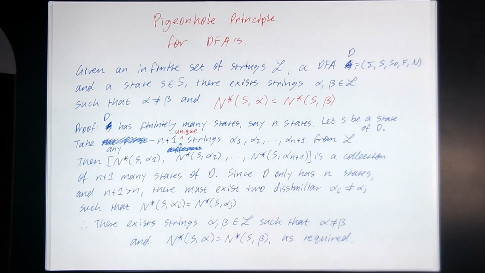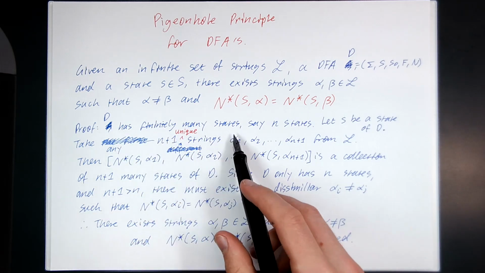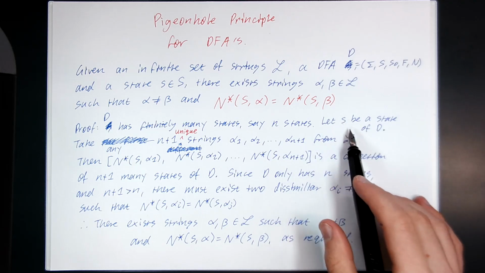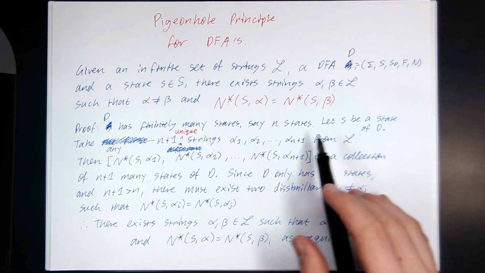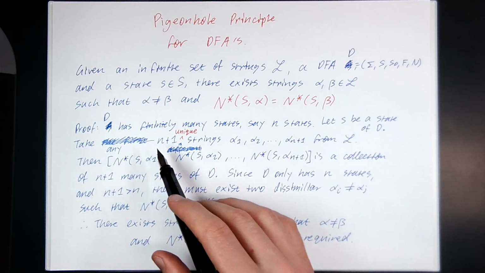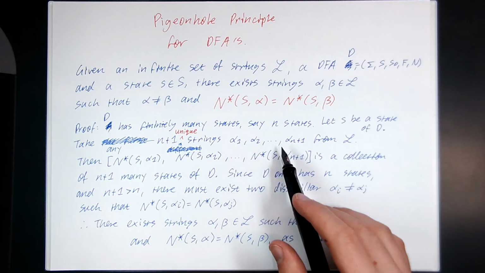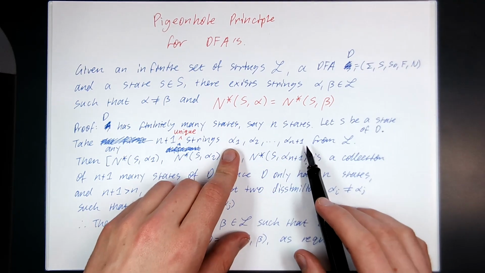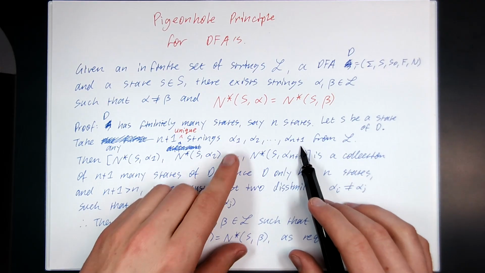D is a deterministic finite automaton, which means necessarily it's got finitely many states. Let's say it's got n many states. Let's let S represent any state of D that you like. So we'll just fix some state S of D. Now I'm going to take any n plus 1 unique strings, alpha 1, alpha 2, and so on up to alpha n plus 1, from L. So this here is n plus 1 strings. They're all from L, and they're all different to each other.